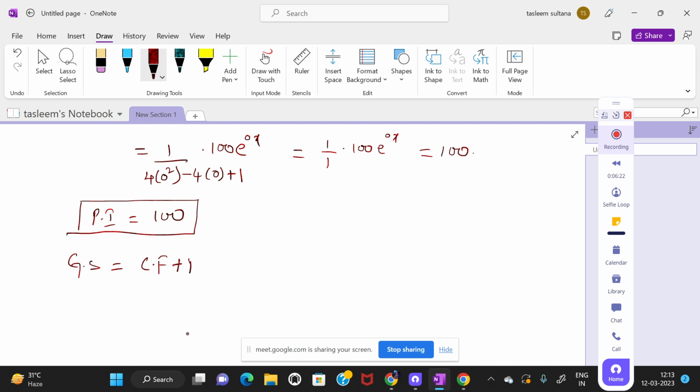Plus PI, which is equal to (c1 plus c2x) e to the power of half x plus 100. That is your y, which is the required solution.